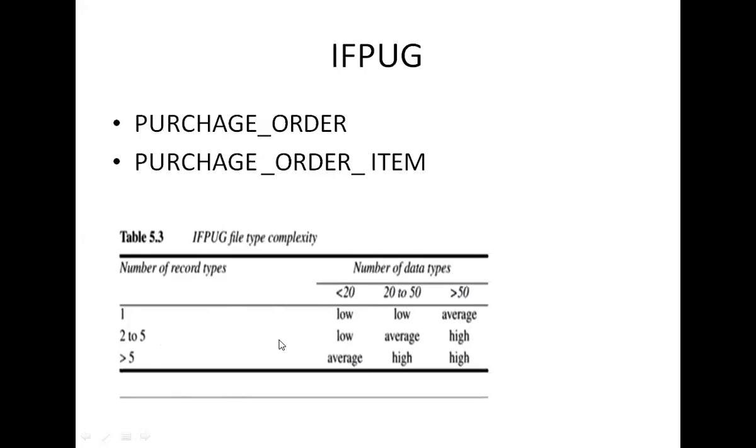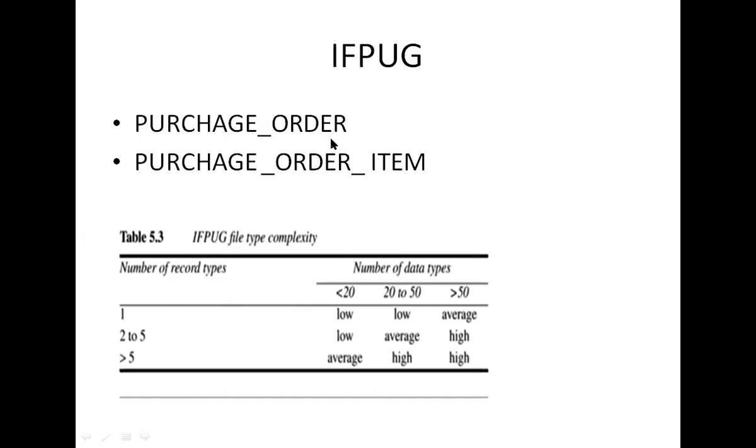I will explain this with an example, don't worry. For example, a file may contain the data about a purchase order. The purchase order might be organized in two record types: first, purchase order, and second, purchase order item.